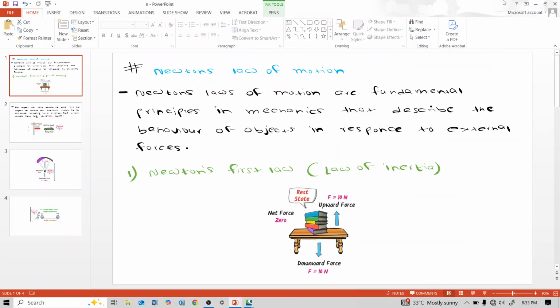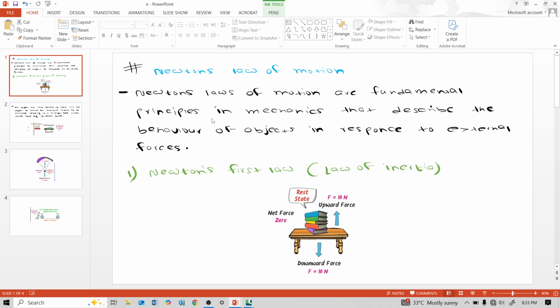Hi all. Today in this video lecture we will see engineering mechanics Newton's law of motion concept. First we will see what Newton's law is, and in this video lecture we will see Newton's first law, also called the law of inertia. So we will read this first bullet point.